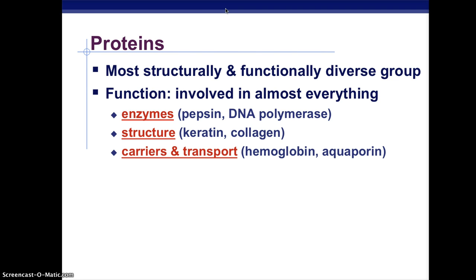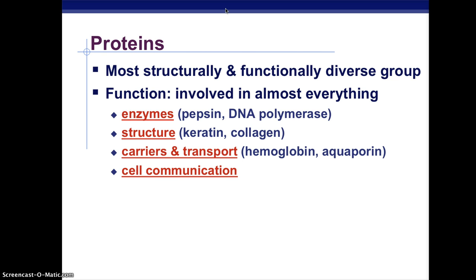Proteins function as carriers and transport. They actually move things throughout the body. For example, hemoglobin is a protein that helps transport oxygen through your blood. Aquaporins are proteins that help water move through cell membranes.